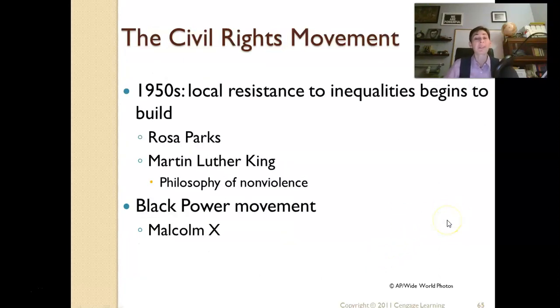So, the civil rights movement in the 1950s, you begin to get a peak, or maybe not a peak, but a massive, massive momentum comes from the civil rights movement. You've got Rosa Parks, you've got Martin Luther King Jr., right? You've got the Black Power movement and Malcolm X. So, now we're going to talk about these two leaders, these two thinkers in class.